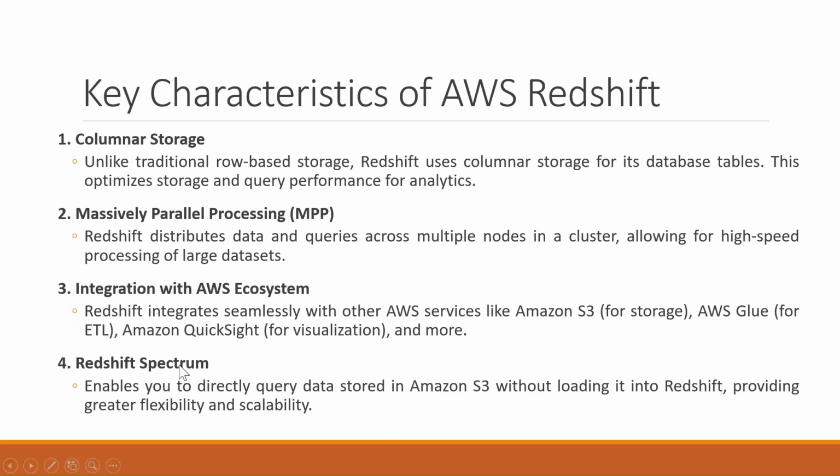And the fourth one is Redshift Spectrum. It enables you to directly query data stored in Amazon S3 without loading it into Redshift, providing greater flexibility and scalability. So Redshift can work smoothly with other AWS services like Amazon S3, and you can run queries directly on the data stored in S3 without needing to first load it into Redshift. This gives you the flexibility to analyze both structured and semi-structured data on S3 while leveraging Redshift's speed and processing power.